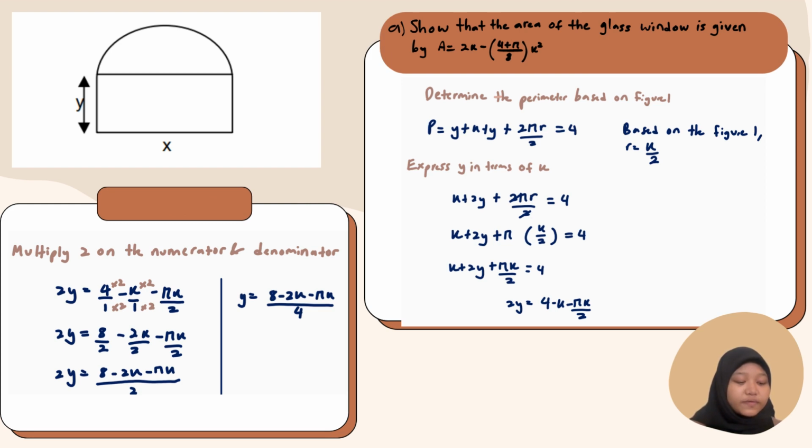2y equal to 4 minus x minus pi x over 2. Furthermore, for 2y equal to 4 minus x minus pi x over 2, we multiply the numerator and denominator with 2 to let all the denominators be the same. And then we get 2y equal to 8 over 2 minus 2x over 2 minus pi x over 2. Then 2y equal to (8 minus 2x minus pi x) over 2. And lastly, we get y equal to (8 minus 2x minus pi x) over 4.